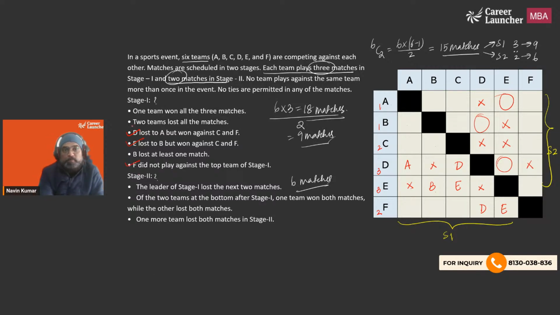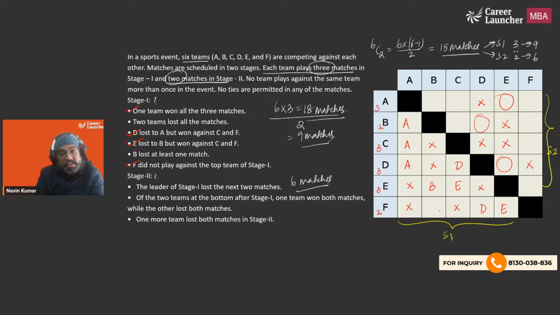So the last bullet point and the first bullet point together say that F did not play against the top team of stage 1, and A has to play 3 matches. So these are the 3 matches A is going to play. So A's 3 matches are done, right? B has already lost 1. So B's 1 more match is done. C's 3 matches are done, right? So the other matches of C are not supposed to take place.